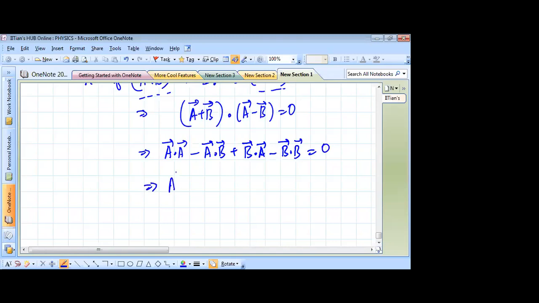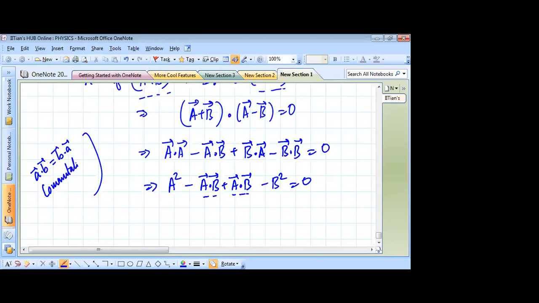Now by definition A dot A is A square, and by definition A dot B is the same thing as B dot A. So this term and this term cancel. So here we are using the commutative property of dot product. So we are equating this one with this.